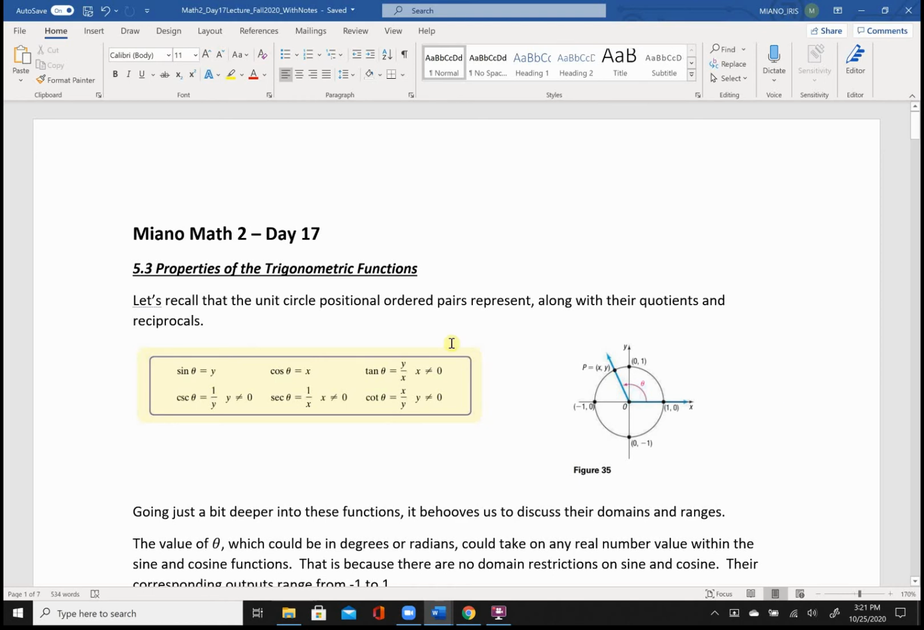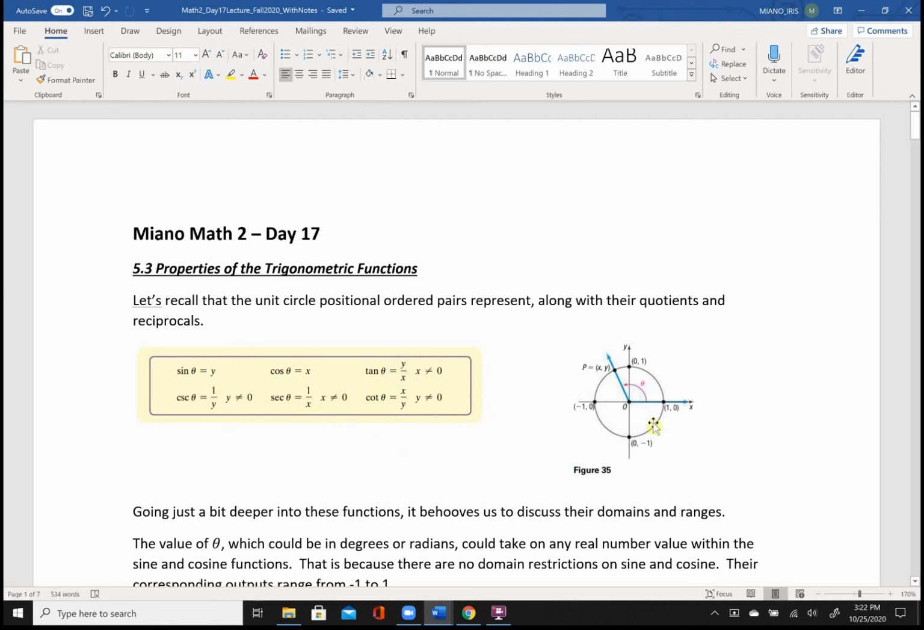So let's start by recalling what the positional trigonometric functions are, x being cosine theta, y being sine theta, and then their corresponding quotient and reciprocal functions as well.